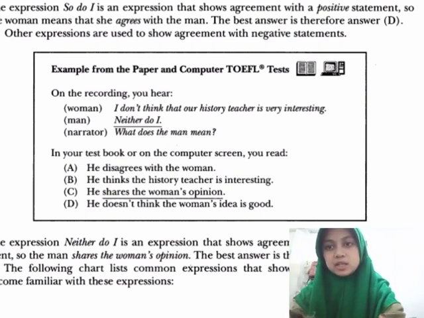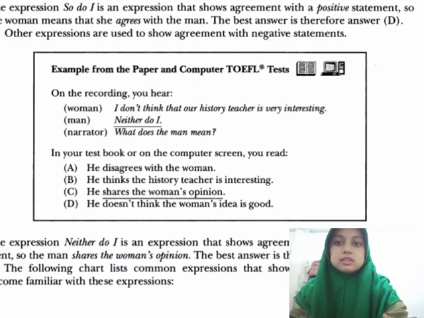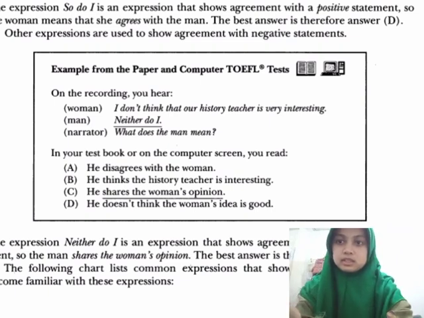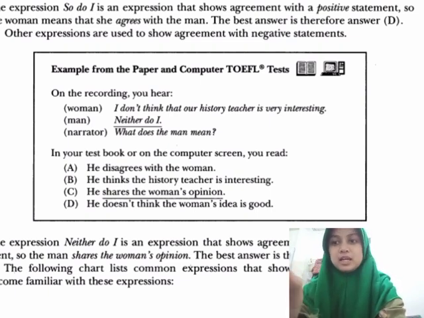And then we have some expressions of agreement. Agreement with positive statements, such as "So do I," "Me too," "I'll say," "Isn't it?" and "You can say that again." Then we also have agreement with negative statements, for example, "Neither do I" and "I don't either."